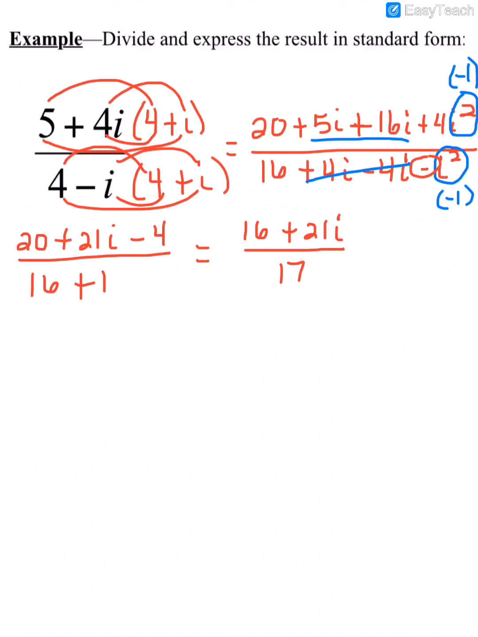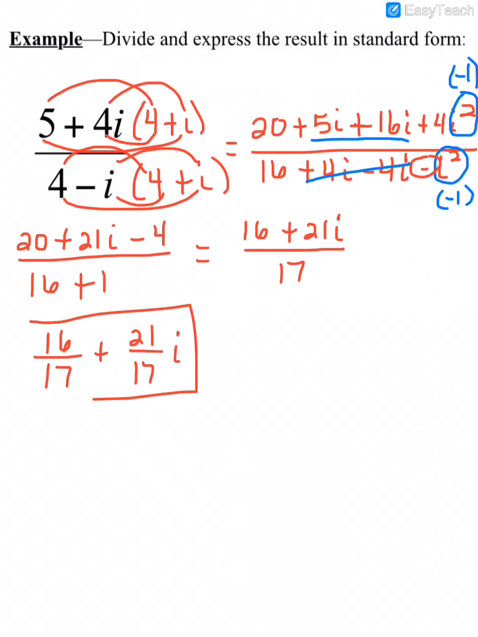Alright, to write this in standard form, I need to separate these two terms. And so that would be 16 over 17 plus 21 over 17 i. Now, if either of these fractions could be reduced, you would want to reduce them. These can't be reduced, so this is my answer in standard form.